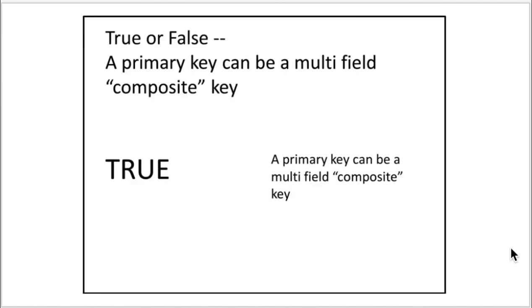So true or false? I'll give you the answer. It's a pretty easy question. A primary key can be a multiple field composite key, and the answer is true, but it's going to be your choice. Do you want to have just one single field primary key or a multi-field primary key? I recommend single field. Okay, that is for this.